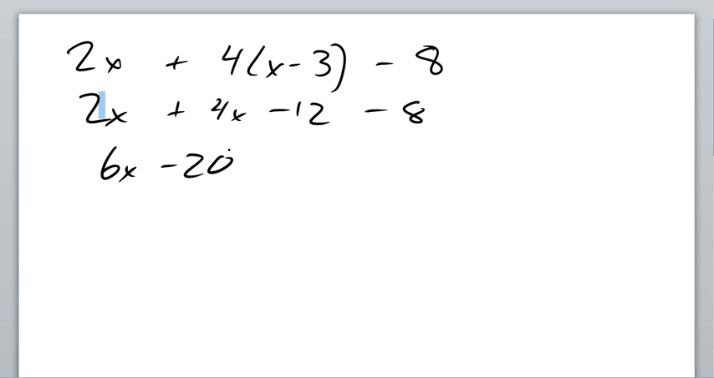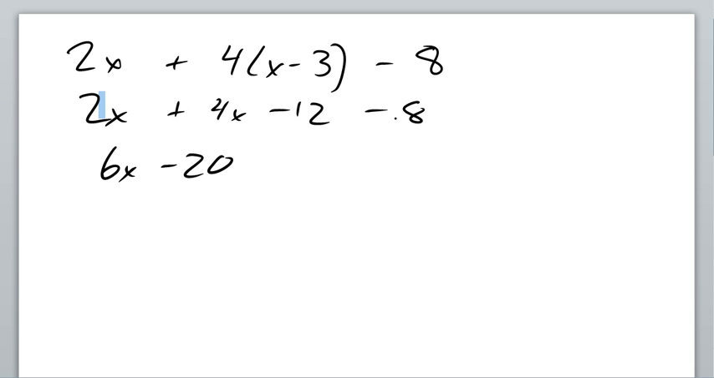So now we're looking at some different things here. The first thing we did was multiply that through to get all of our terms. You can see this went from 3 terms to 4 terms. And then when we got to that point, we combined them and got our answer of 6x minus 20.